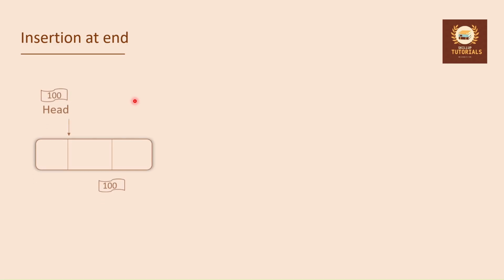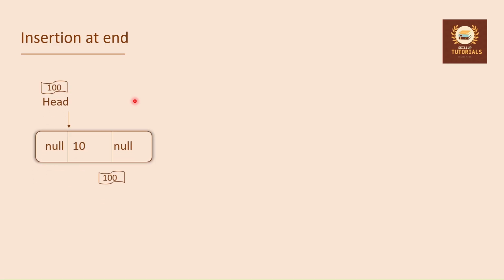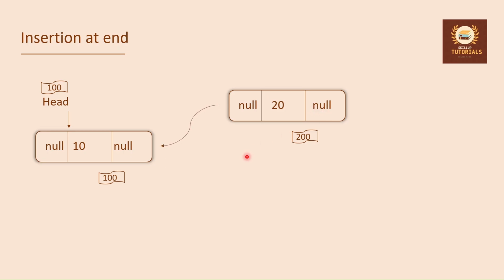Now let's take this is the node which is existing, and I want to insert this new node at end. The data value is 20 and address is 200. If we are creating any new node, we need to make the previous pointer null and next pointer also null. Now let's see how we can do that. We need to update two values, this one and this one.